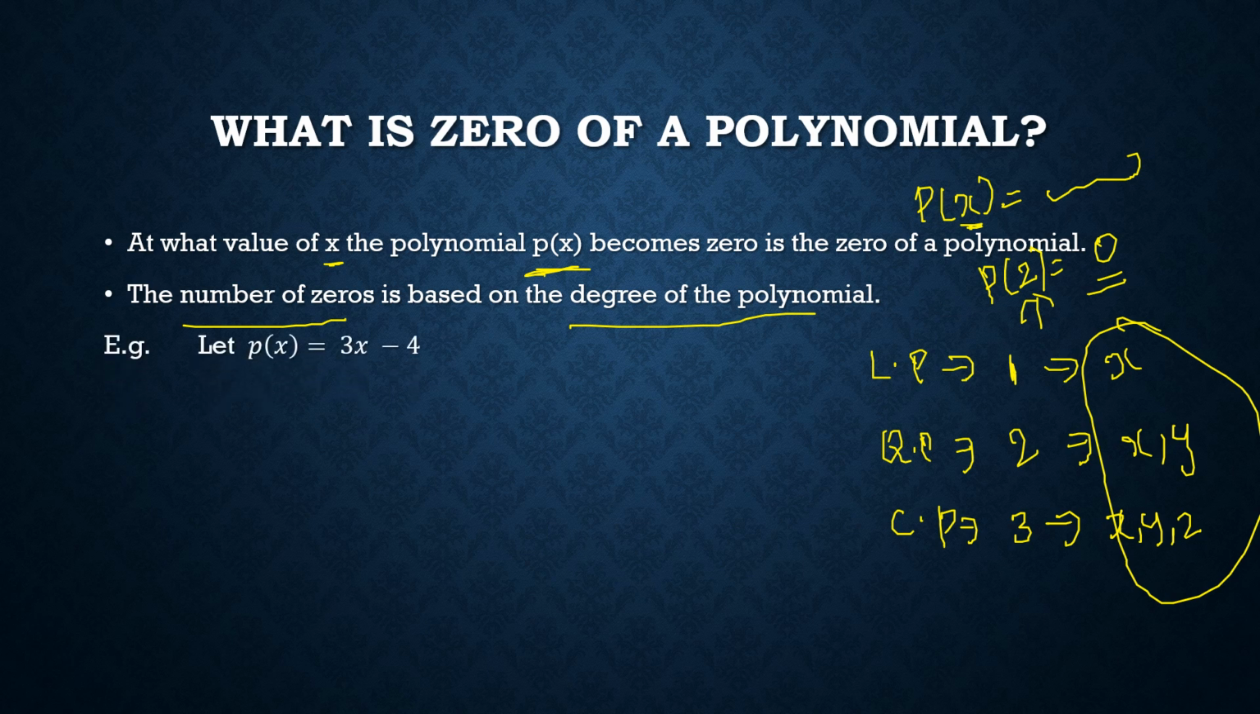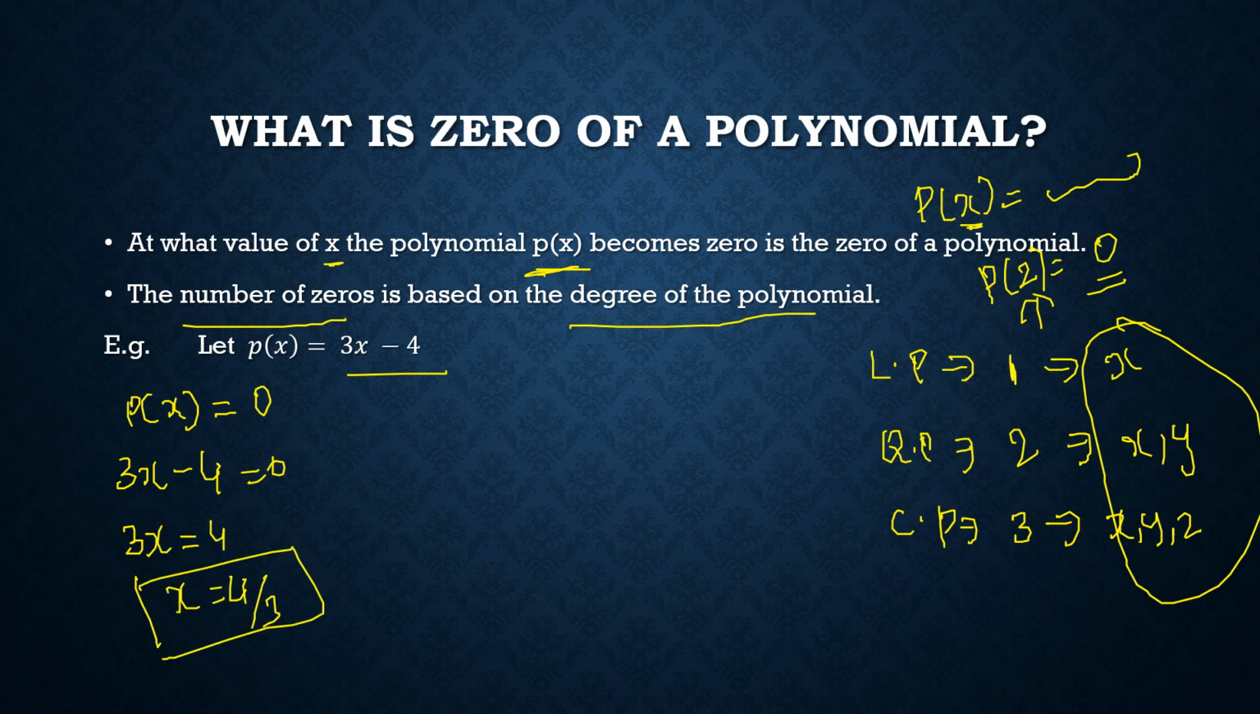Here I have given one example, p of x equal to 3x minus 4. What polynomial is this? It's a linear polynomial. For this, I'm going to find the zero of the polynomial. So what I have to do, I'm going to substitute p of x equal to 0, and it's nothing but 3x minus 4 equal to 0, 3x equal to 4, then x equal to 4 by 3. So x equal to 4 by 3 is the only zero of the polynomial.